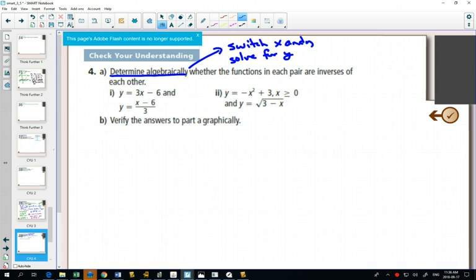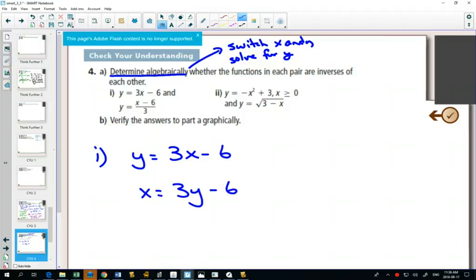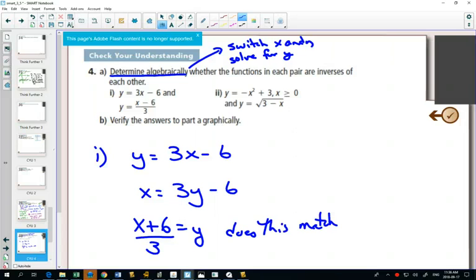So what we could do is, in part I, we could take the first equation, which is y equals 3x minus 6. We could switch x and y and solve for y. So we'd have to add 6 to both sides and then divide by 3. And then ask ourselves, does this match with y equals x minus 6 divided by 3?